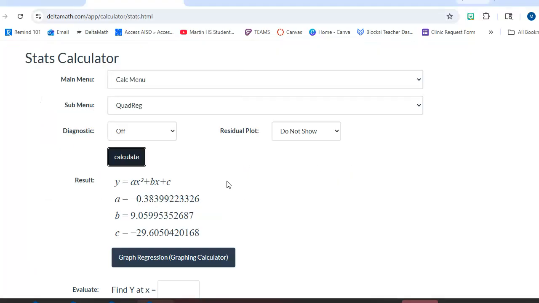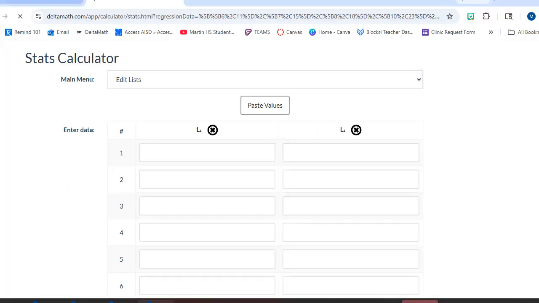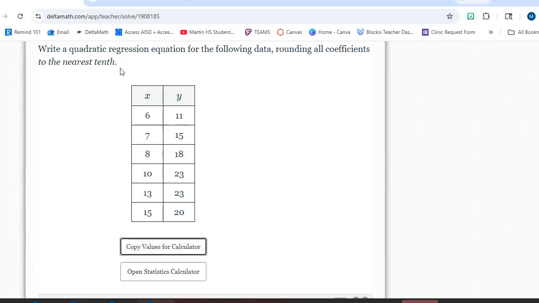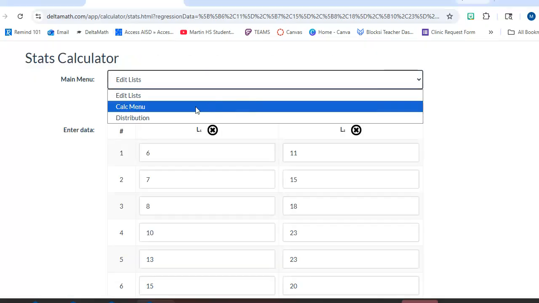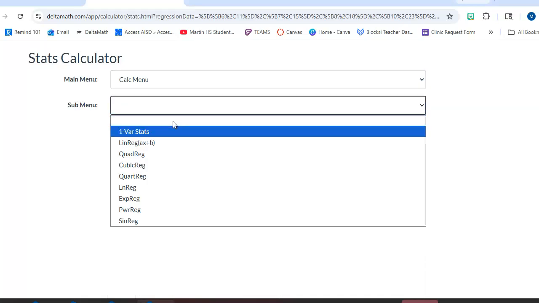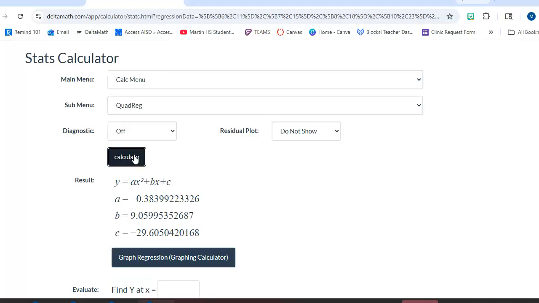But again, I'll show you those steps one more time. I'm going to open a statistics calculator. I'm going to copy the values, paste them, and then from this main menu list, we're going to do Calc menu, and you want to select quadratic regression, not quartic regression, quadratic. And it'll give you your values.